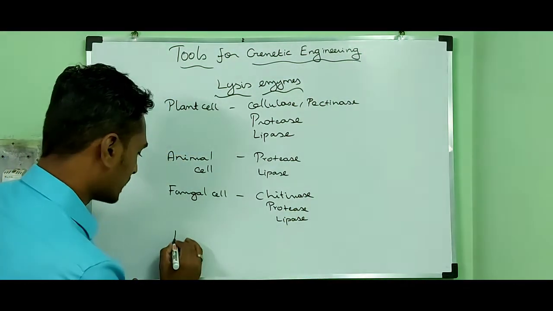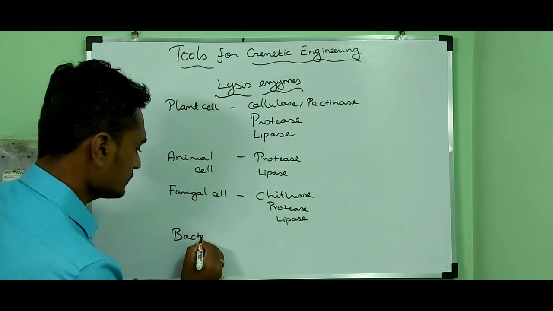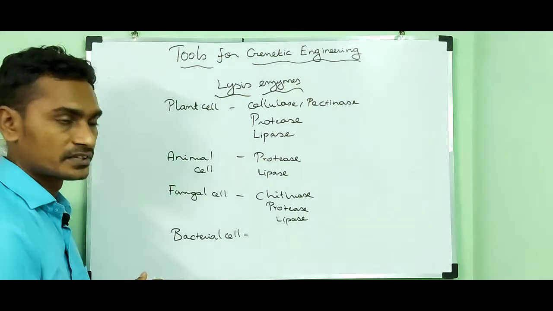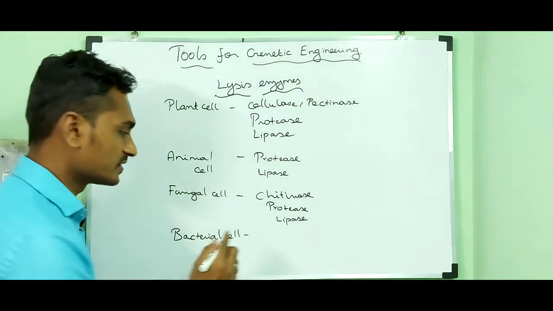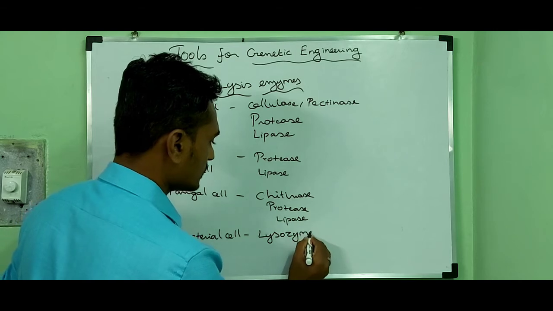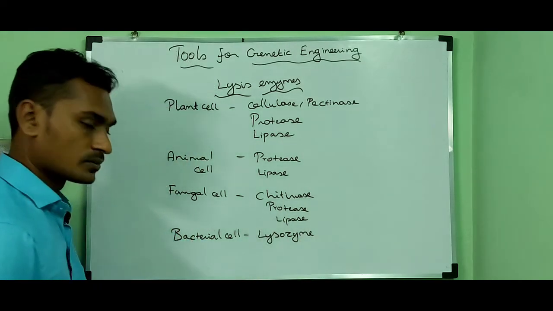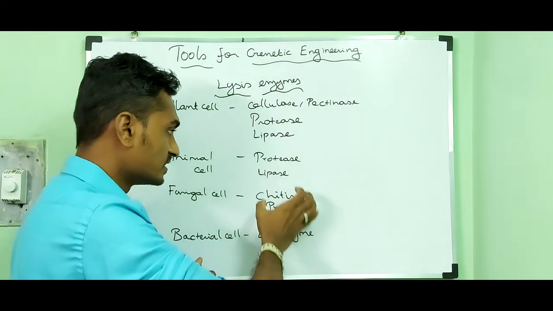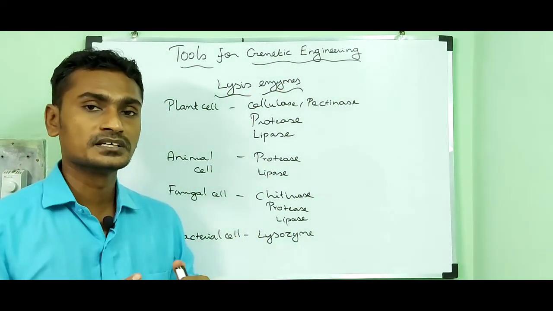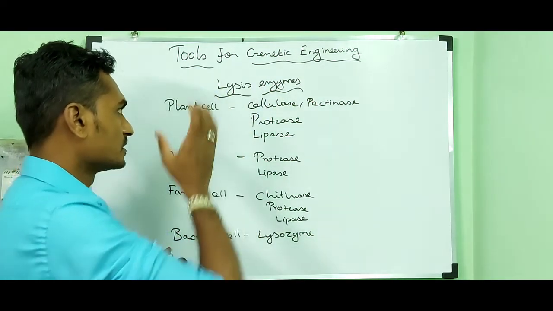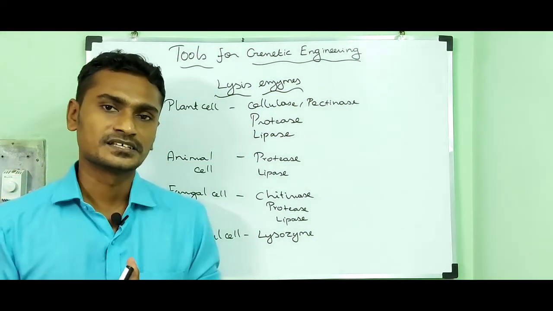Suppose it is a bacterial cell. The bacterial cell wall is made up of peptidoglycan. So we can use the enzyme lysozyme. We can use these types of enzymes to isolate DNA from the cell. So those enzymes are called lysis enzymes.